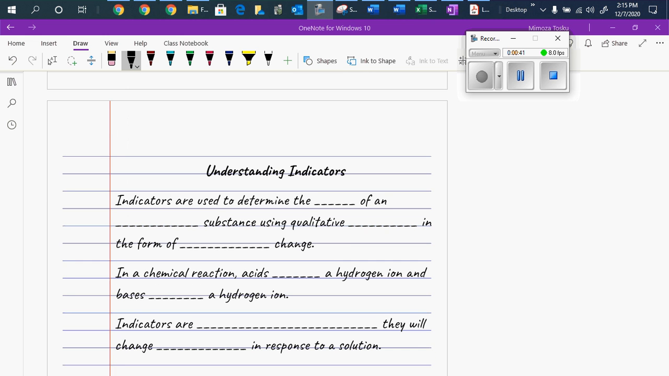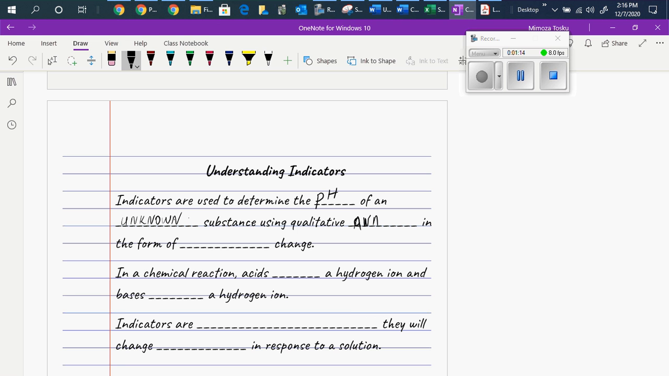Indicators are used to determine the pH of an unknown compound, an unknown substance. If we don't know the pH of a compound, then we use different indicators to see what the color change is. And this is a qualitative analysis. Color change.